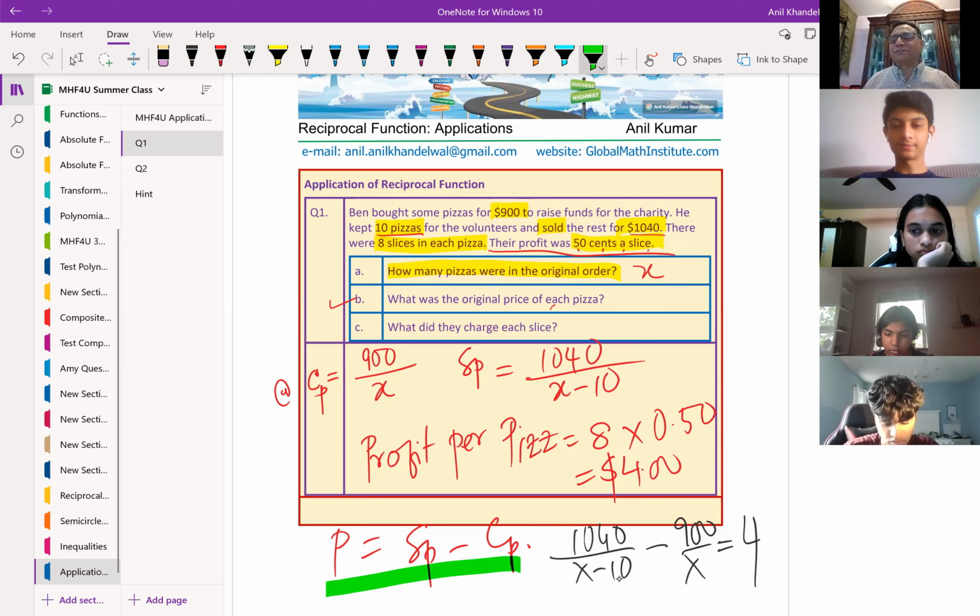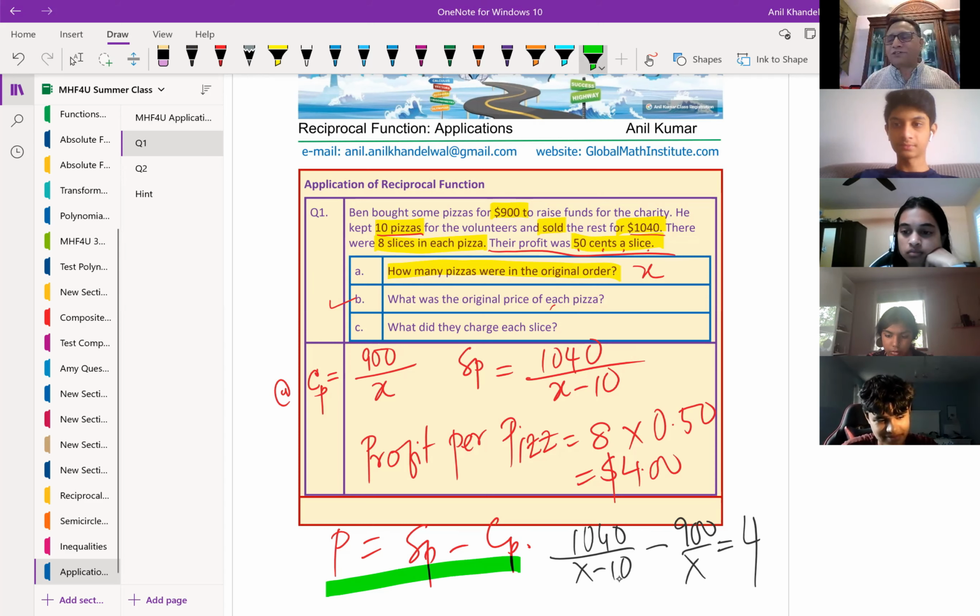Solve your equation. Perfect. And clear, we have a quadratic equation. You are going to multiply by X times X minus 10 on both sides and then solve it. You'll get your answer. Perfect.